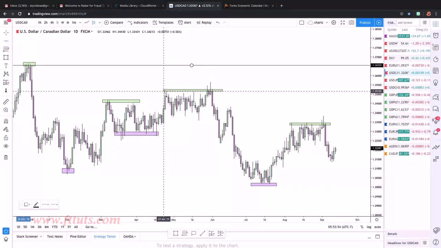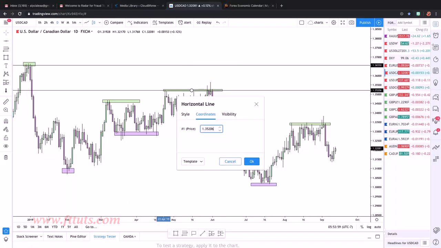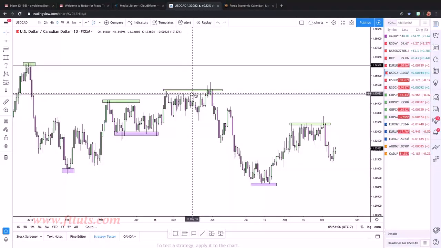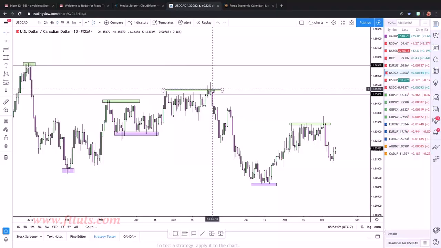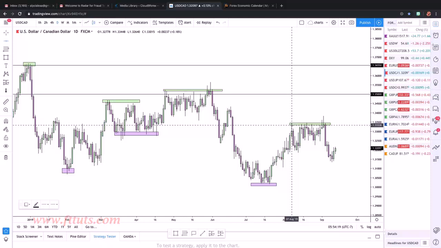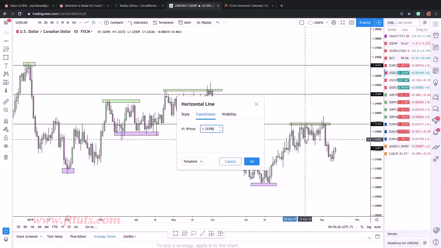And then I'm going to make this one 35. Okay, because price was wicking in this area, then we had a fake out, and then price continued down. Then we have another one here. I'm not going to mark that one up though. We don't want to have too many lines on our chart. So then we have one here. I'm going to make this 33, 34.